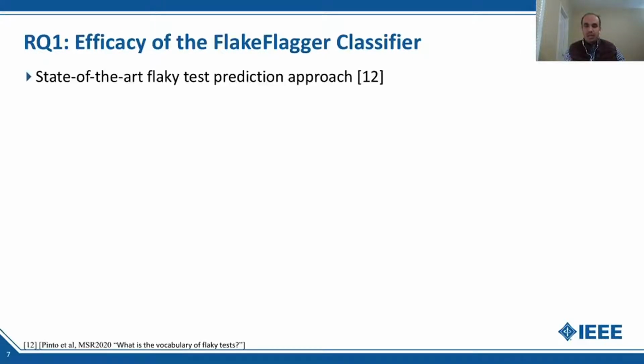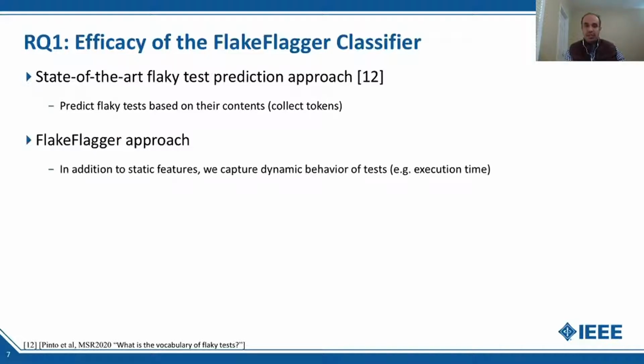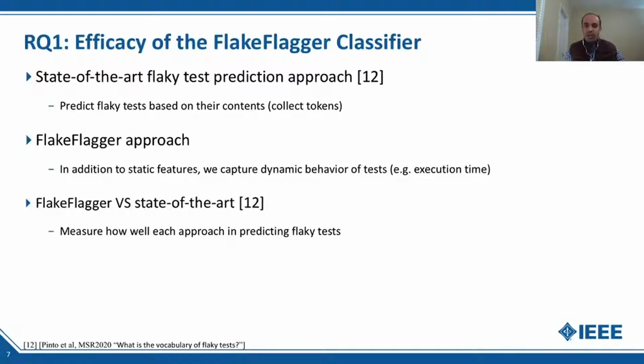In this part, we apply the state-of-the-art prediction approach presented by Bento et al. on our rerun dataset. This approach simply relies on the content of each test by collecting the tokens and Java keywords and using them as predictive features. We think that if we can collect more than just static features, such as execution time, we might have a better prediction rate. In this work, we measure how well each approach predicts flakiness.